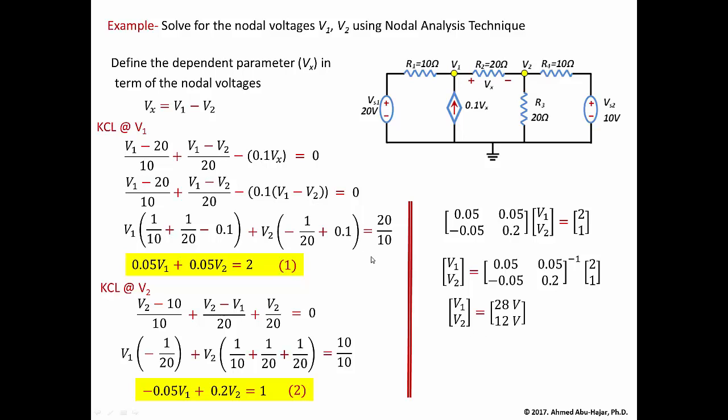So what's special about this example is that we have a dependent source here, and when you have a dependent source, you need to define that dependent parameter. In this case it was Vx in terms of the nodal voltages V1 and V2. So when you do nodal analysis and you have a dependent source, look at the dependent parameter and define it in terms of the nodal voltages.